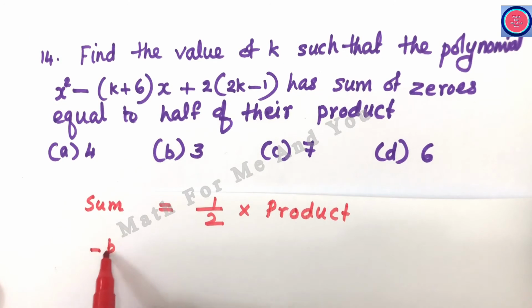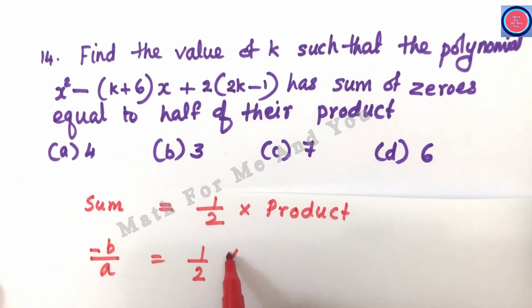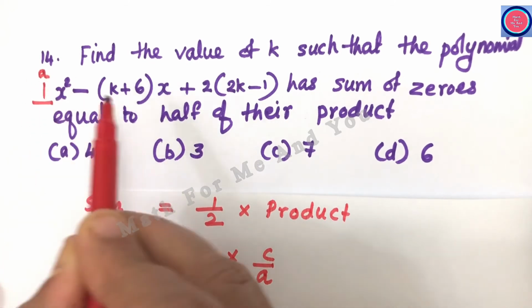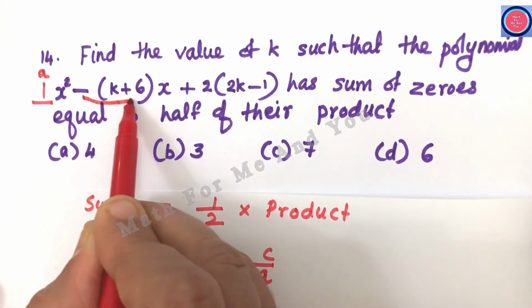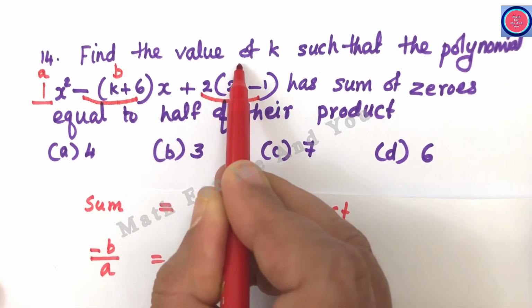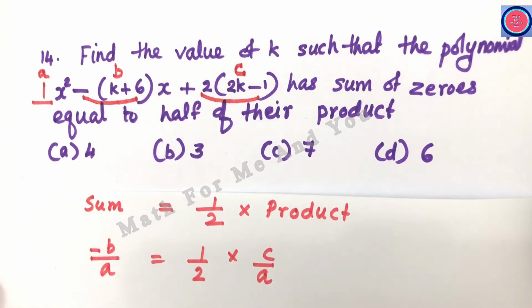Sum is minus b by a. So we can write minus b by a is equal to 1 by 2 times c by a, because product is c by a. Using the given polynomial, we can write the values of a, b and c. a equals 1 and b equals minus of (k plus 6) and c equals 2 times (2k minus 1). Replace the values, we can find the value of k.